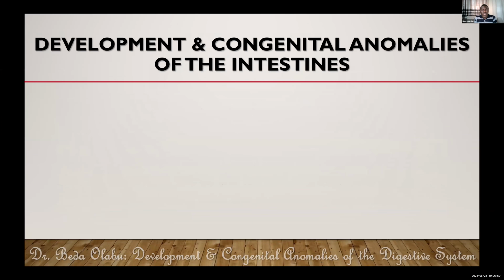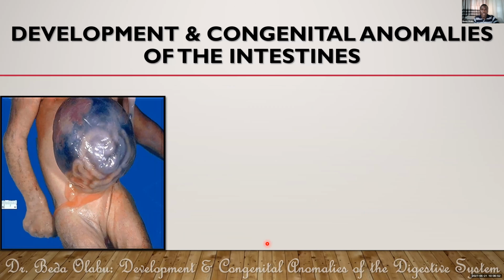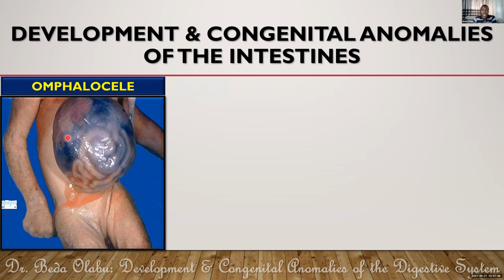Okay, let's finish with the intestines by looking at congenital anomalies of the intestines. So the first one I want to highlight is the one you're seeing there, where you see intestines within a sac outside the abdomen. We call this omphalocele. This is failure of hernia reduction. So the intestines are outside through the umbilicus.